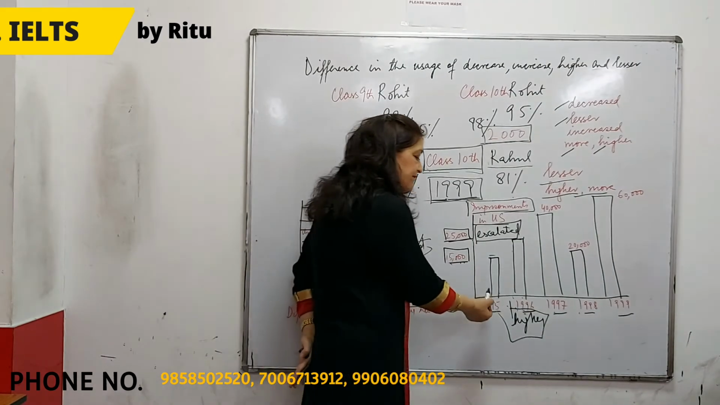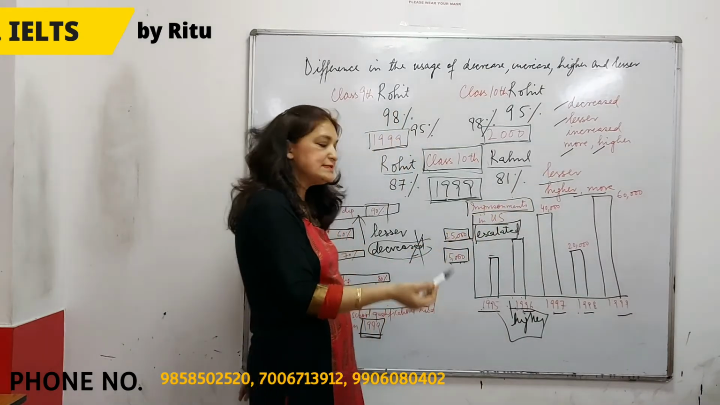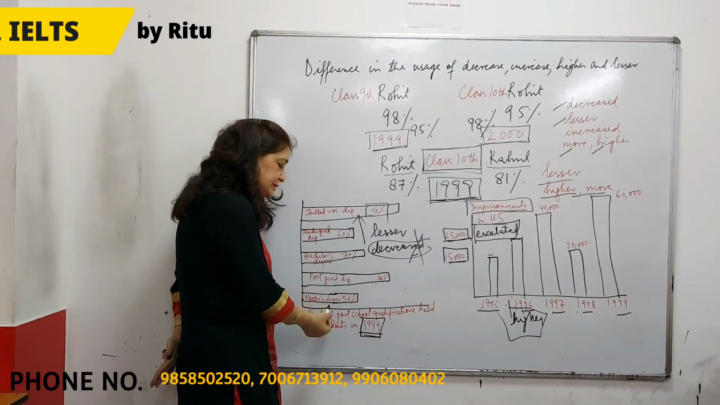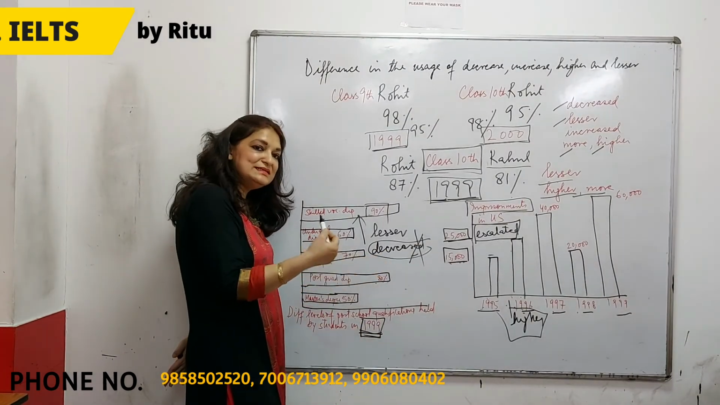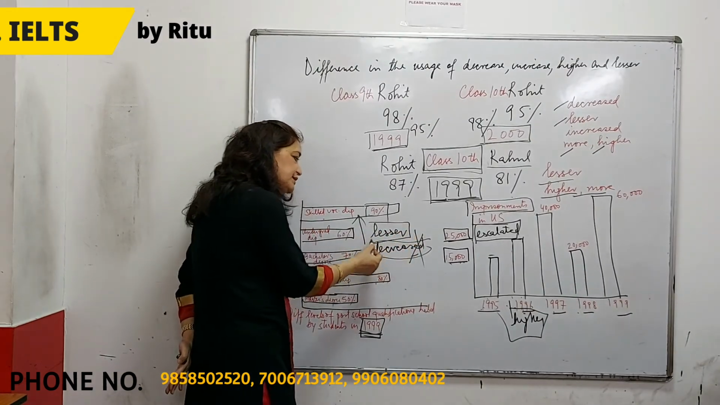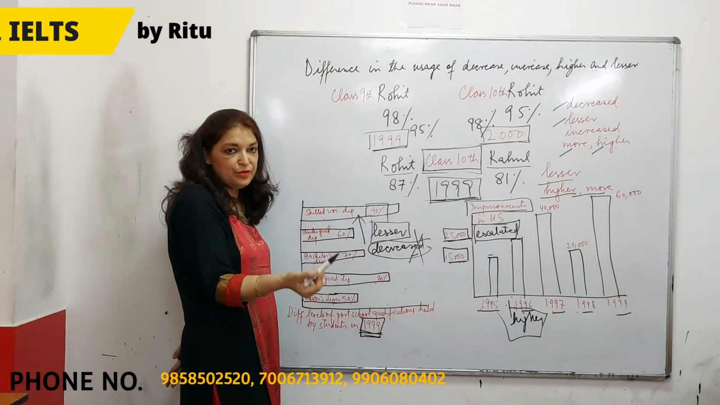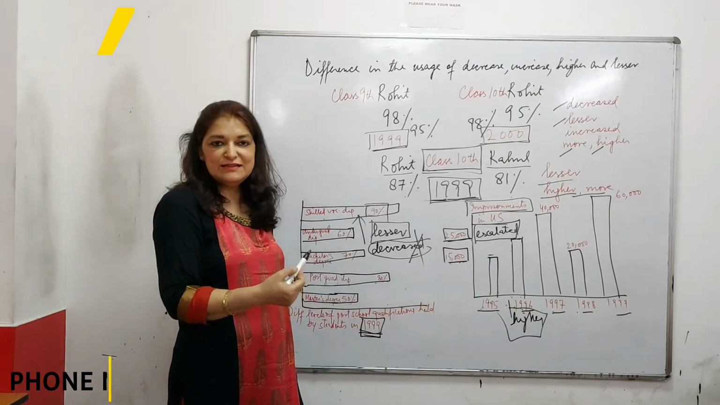So whenever you have these kinds of graphs, you can confidently use all these words, and whenever you have graphs just talking about one particular year, you cannot use the words decreased or increased. Here you just have to compare by using the words lesser, higher or more. Hope things will be clear from this session. That's all in this video.